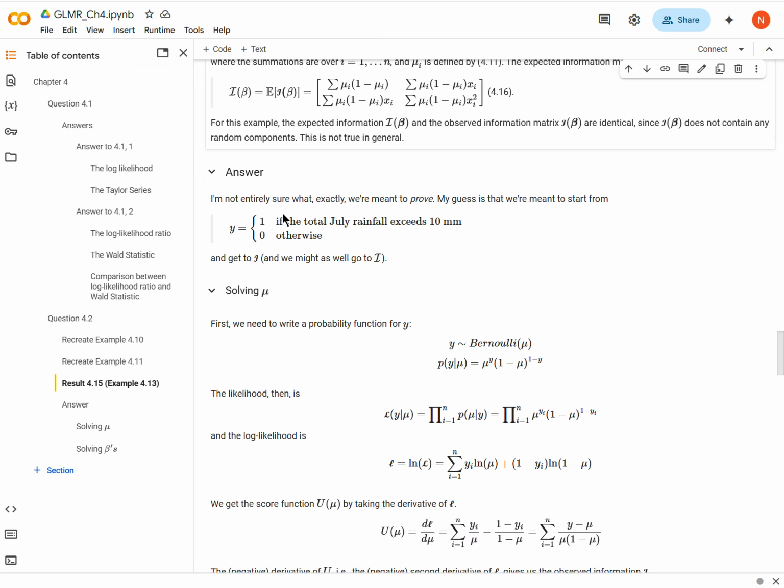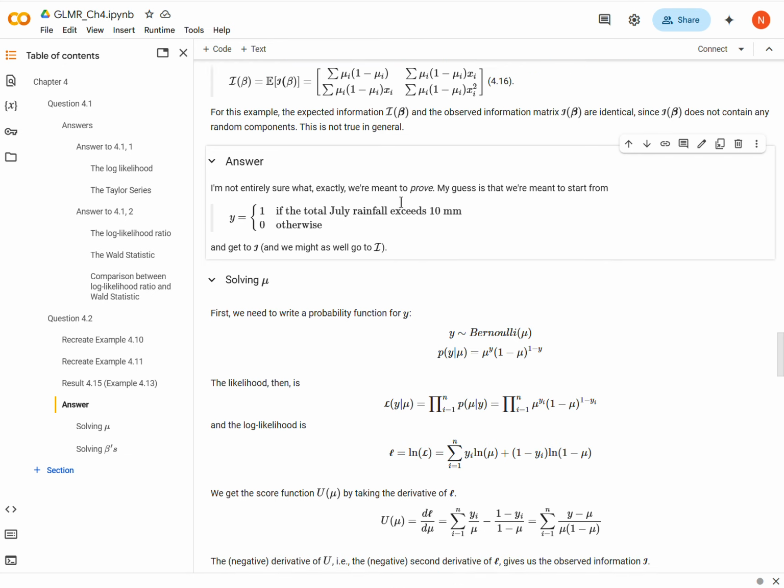So what are we going to do? First, I'm just going to make sure that we're clear on what the variable y is here. It's 1 or 0, and 1 is whether or not rainfall in July exceeds 10 millimeters. So this is a Bernoulli random variable. It's 1 or 0, and it will be 1 with some probability, p or mu. Here I think I'm using mu as that parameter.